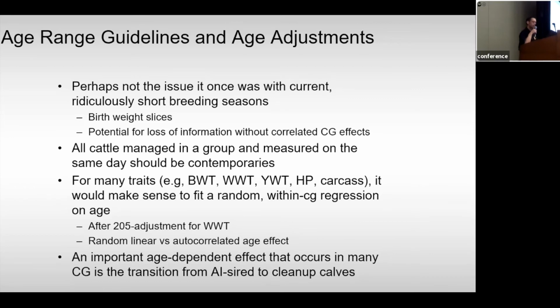We'd argue that all cattle managed in a group and measured on the same day should be contemporaries. And for many traits, and we list them out here, it would make sense to fit a random within contemporary group regression on age. And Mark points out that an important age-dependent effect that occurs in many contemporary groups is the transition from AI sire to clean-up cows.